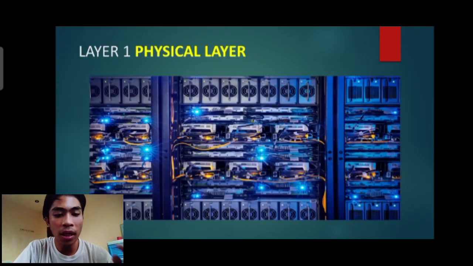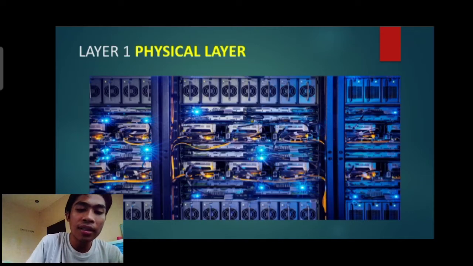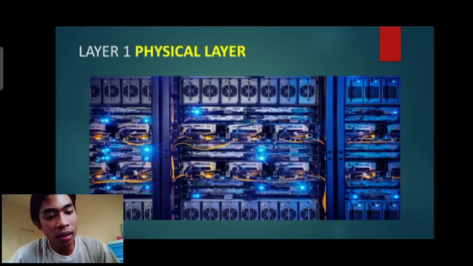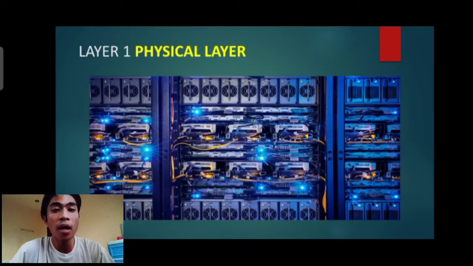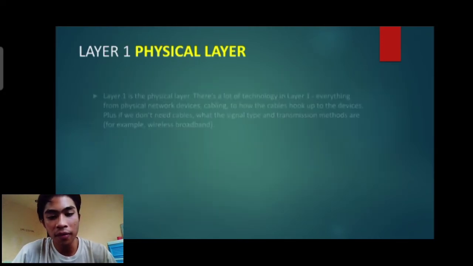So, layer number one in the OSI model is the physical layer. As we can see from the picture, it consists of all the hardware that a computer needs to function. Okay, so what is the physical layer?